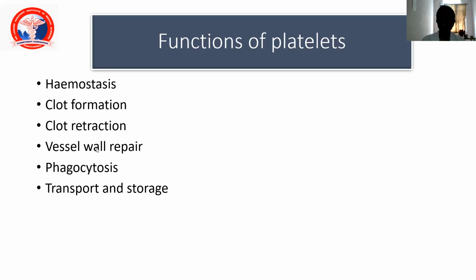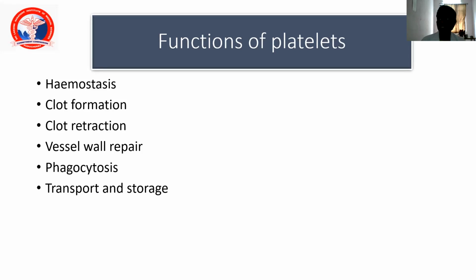In vessel wall repair, which factor is responsible? The platelet derived growth factor, which is secreted from the alpha granule. So from the alpha granule we have platelet derived growth factor, which is secreted, and that is helping in the vessel wall repair mechanism. And then it has a role in phagocytosis, and it has a role in transport and storage. And what is it going to transport and store?